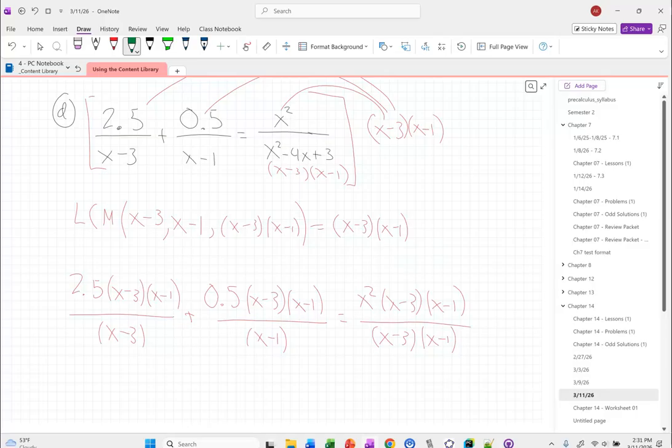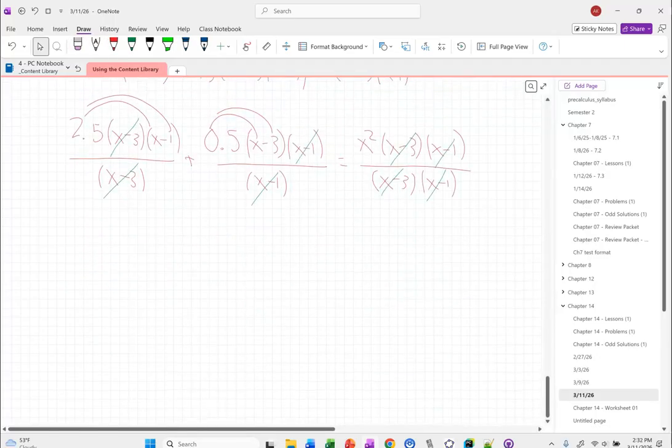Everybody okay with how I multiplied that through? Makes sense. What do you notice? We can reduce. From the first fraction, I can reduce X minus 3. From the second fraction, X minus 1. From the third fraction, X minus 3 and X minus 1. Excellent. So just distribute some stuff through.